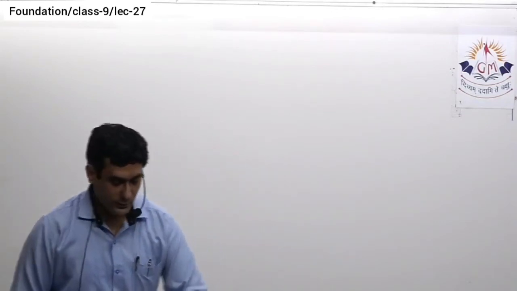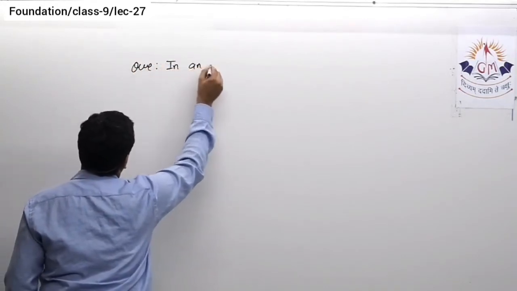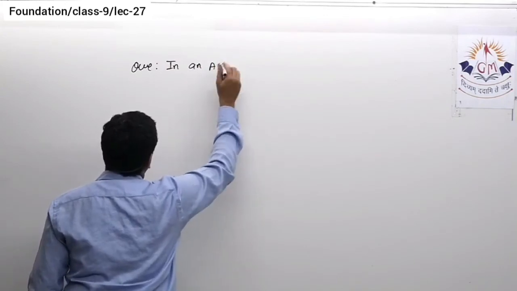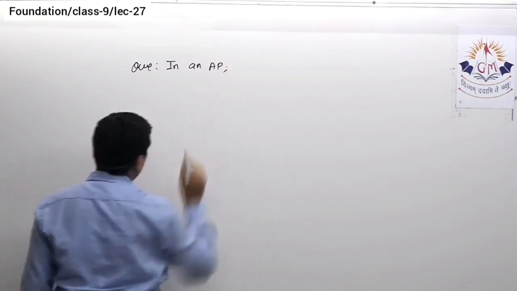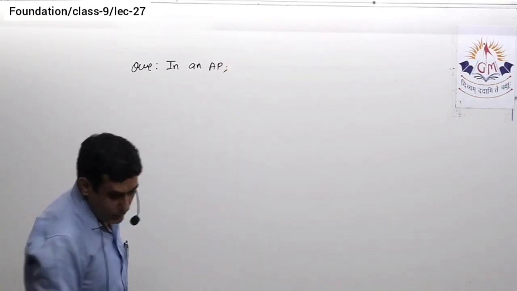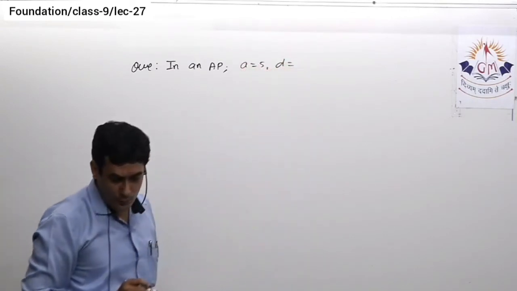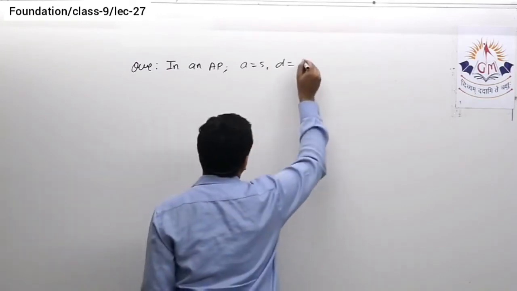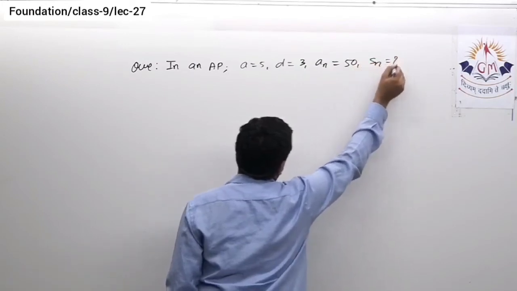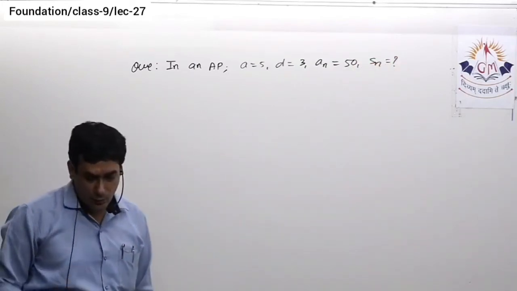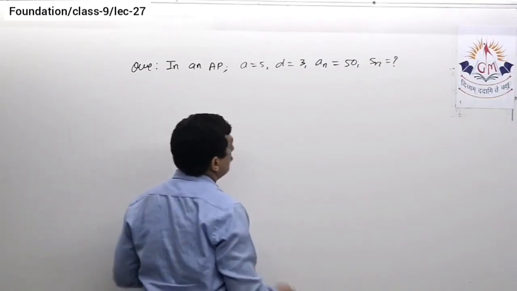Now the next question is in an AP. Some of the variables are given to you and some you have to find. So in an AP, A is equal to 5, D is equal to 3, An is equal to 50, find Sn. First term is given, common difference is given, An, that means the last term, is given and you have to find the sum of n terms.